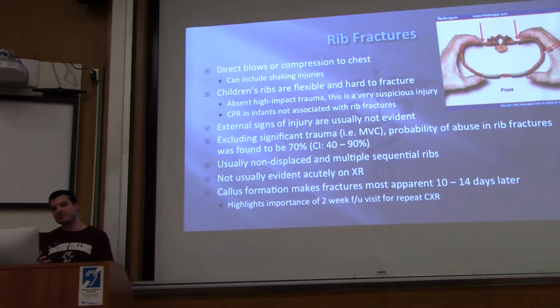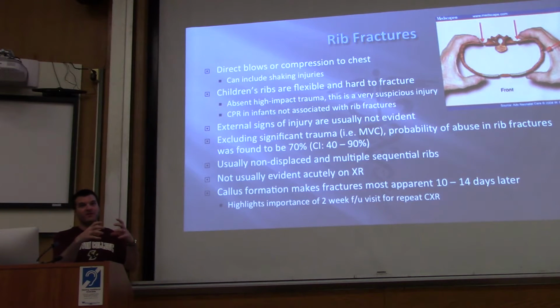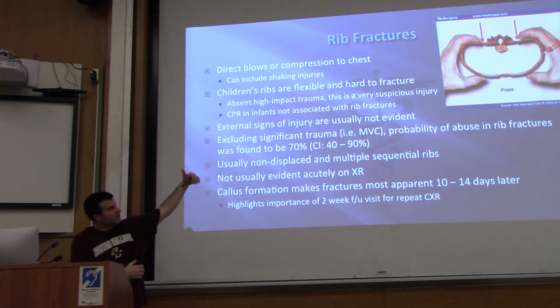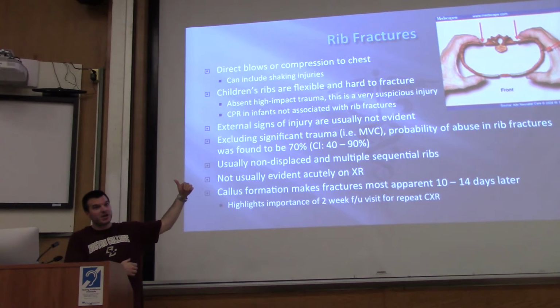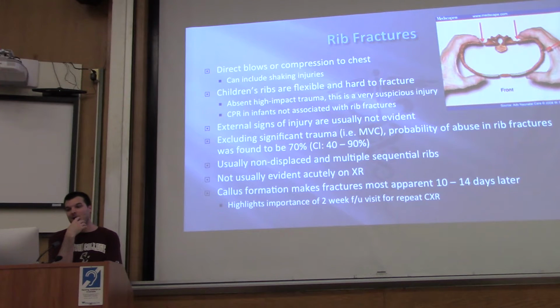Rib fractures come from direct blows or compression to the chest, commonly from squeezing forces. So you can see by the hands, that's where you get your posterior rib fractures commonly, closer to the vertebrae. You can get these from shaking injuries, even if you're not squeezing tight enough. Children's ribs are not like old people's ribs. They don't snap very easily. They're very flexible, so it takes a lot of force to break them.